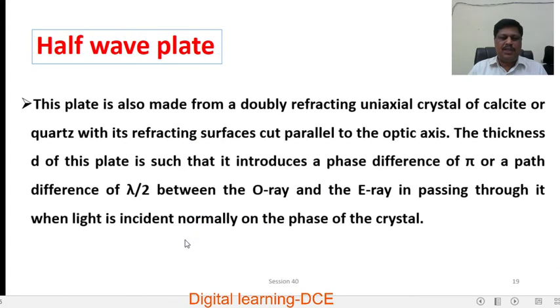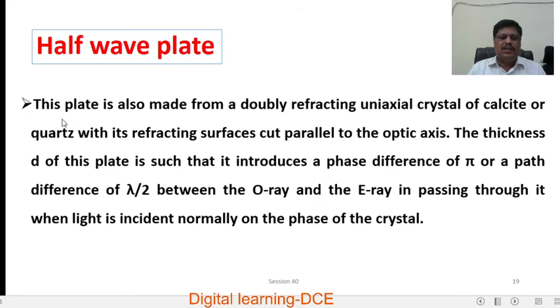What is a half-wave plate? This plate is also made from a doubly refracting uniaxial crystal of calcite or quartz with its refracting surfaces cut parallel to the optic axis. The thickness d of the plate is such that it introduces a phase difference of pi, or a path difference of lambda by 2, between the ordinary ray and the extraordinary ray in passing through it when light is incident normally on the face of the crystal.